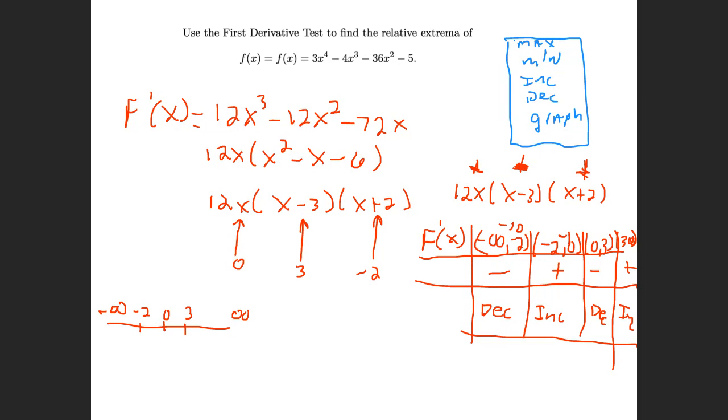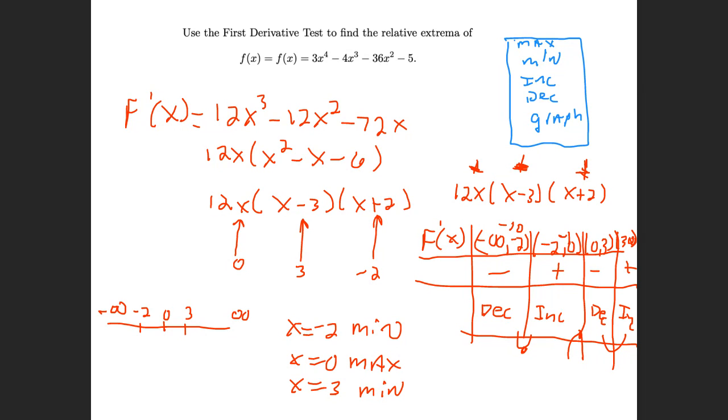So that means if it's decreasing, then increases, I have at x equals negative 2 a minimum. Then it increases and decreases, so at x equals 0, I have a maximum. And then it decreases and increases, so at x equals 3, I have a minimum. That's exactly what you had. Awesome.